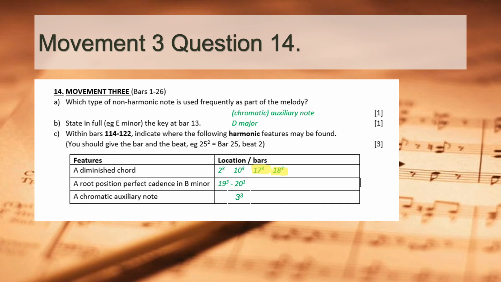The perfect cadence in B minor, we found that one, we established that quite quickly. And then finally, the answer that I would give for your chromatic auxiliary note would be in bar 3, the one that moves to the G sharp and back again. So those are the answers to question 14.